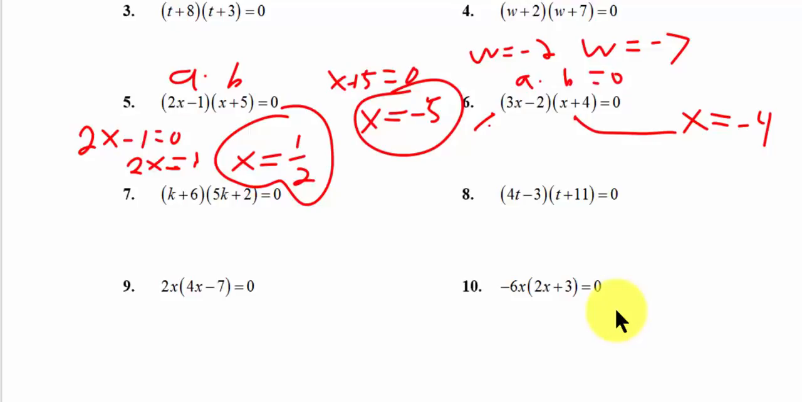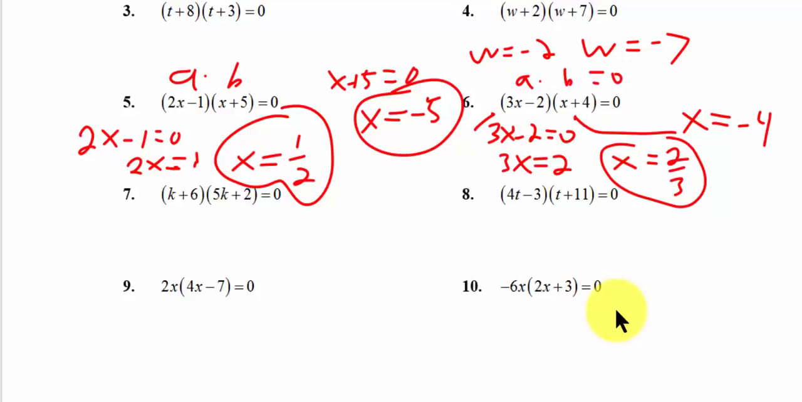So I take 3x minus 2 and set that equal to 0. Right, so I bring the 2 to the other side, and you see that we're going to be left with x equals 2/3. So x equals positive 2/3 is a solution, x equals -4 is a solution. If I put in this positive 2/3 in for x, my 3 times 2/3 gives me positive 2, and then 2 minus 2 is 0, which makes the whole thing 0.